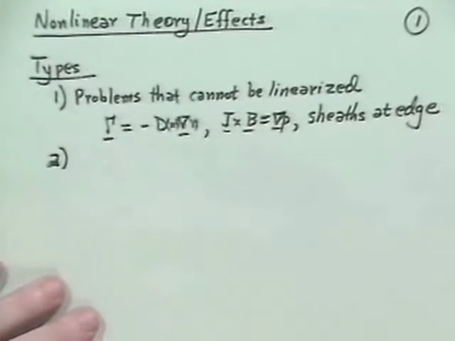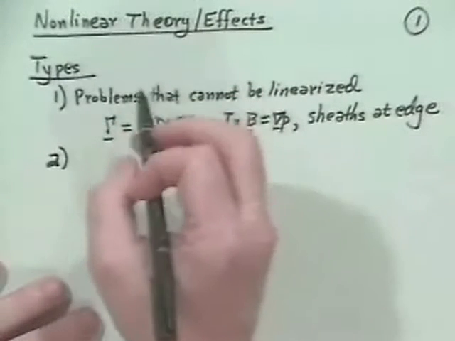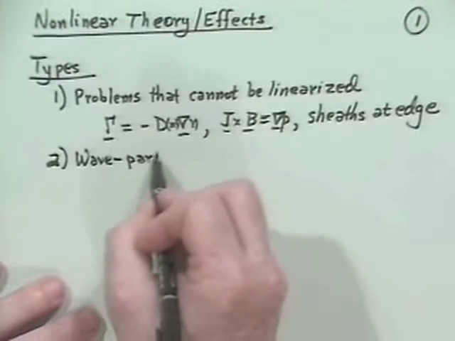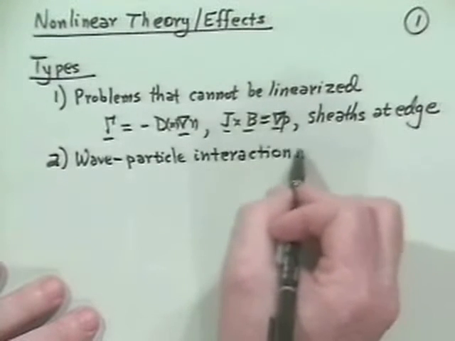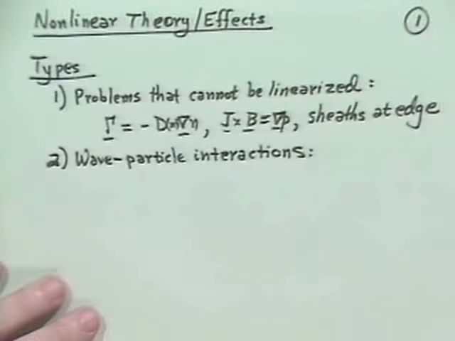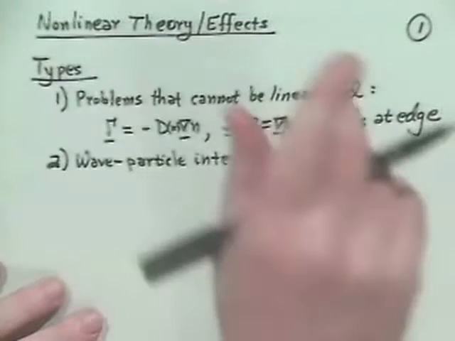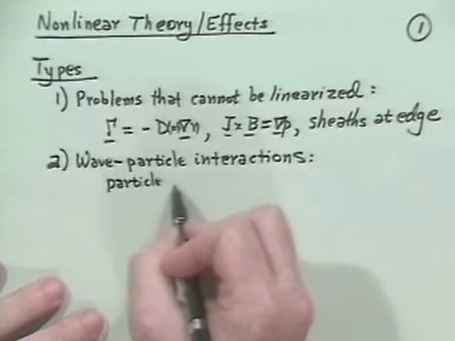But while talking generally for a moment, I want to mention some other possibilities. Those are, for instance, wave-particle interactions. You remember that when we did linearized analysis, in Landau damping we basically ended up with particle velocities being the same as the phase velocity of the wave. Well, if that's true, imagine a surfer with a wave: he can get caught in the wave. And that's called particle trapping.